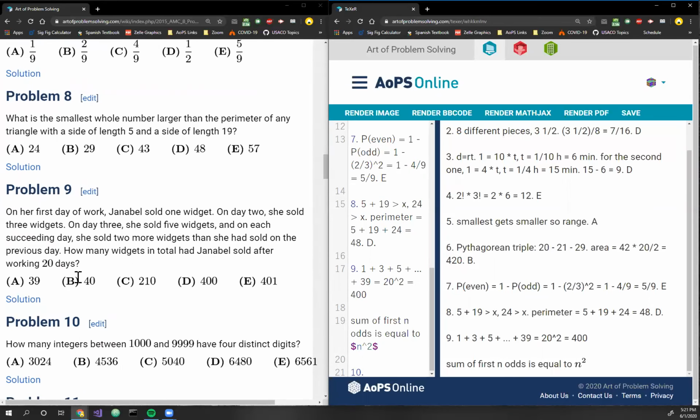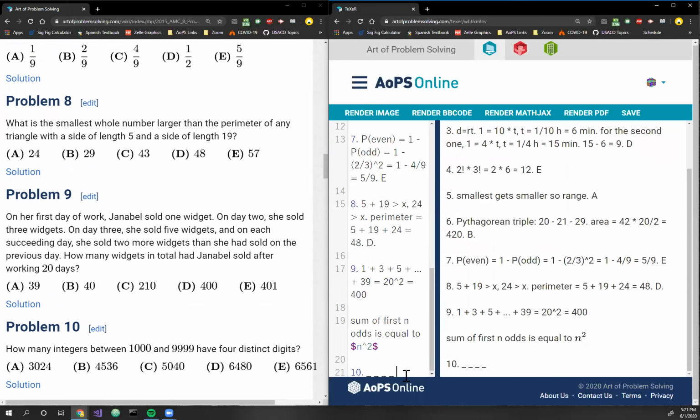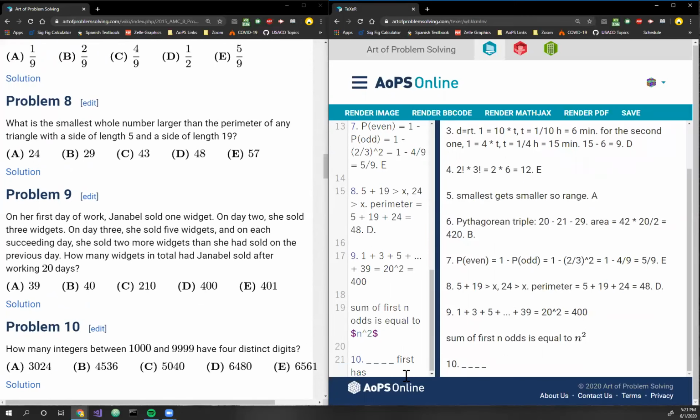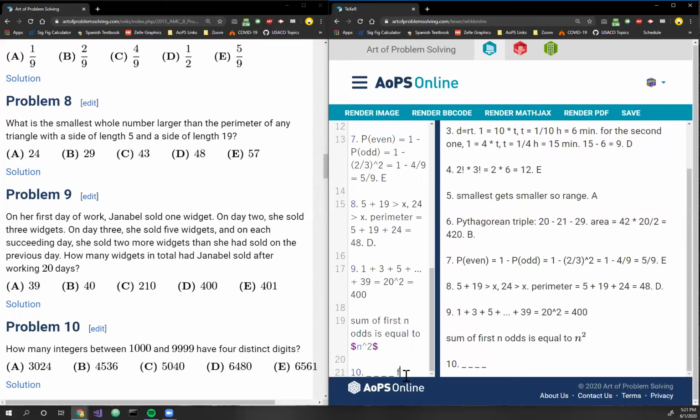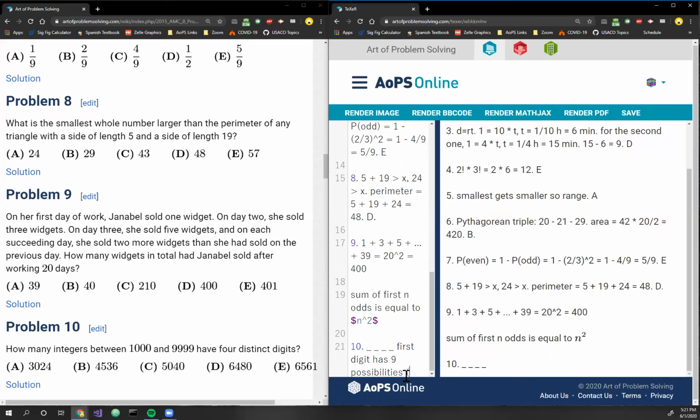Okay, how many integers between 1000 and 9999 have 4 distinct digits? So let's write it as 4 underscores. The first digit can be from 1 to 9, so 9 possibilities.